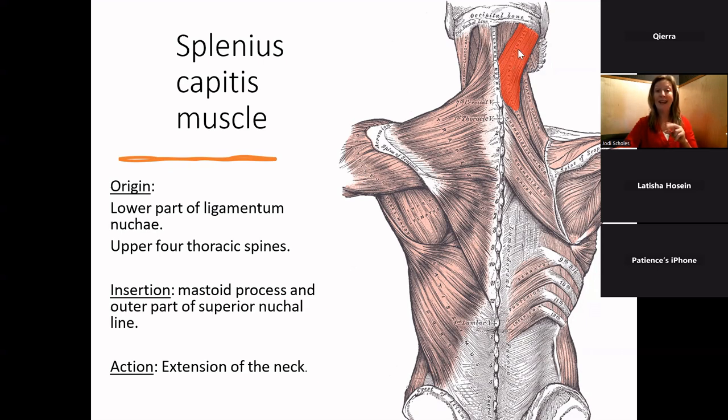Splenius capitis hits the occipital ridge, just like the back of a baseball cap hits your occipital ridge, the occipital bone right here. It's also, like the trapezius, responsible for extension of the neck. Doesn't that make sense? Look where it is. It's going to shorten and bring that occipital bone back, bringing the whole cranium back into extension.